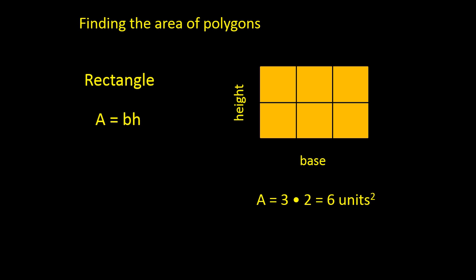In this case, the base of the rectangle measures 3 units long and the height measures 2 units, so the area is 6 square units. And you can see we can fit 6 squares inside the rectangle that are each 1 unit by 1 unit.